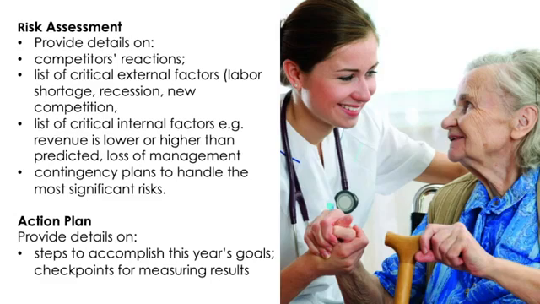These are lists of critical external factors like labor shortages, recession, new competition. A list of critical internal factors like revenues lower or higher than predicted, loss of management, and contingency plans to handle the most significant risks. Part of loss of management could be a loss of a good marketer, okay? I've seen companies do so good, having an average census of 200, 300, then all of a sudden they lose two key marketers or account executives and they just drop down to 10, 15 a month within less than 6 months. And that's because their account executives are the ones that bring in the clients. And so you have to be ready for this.